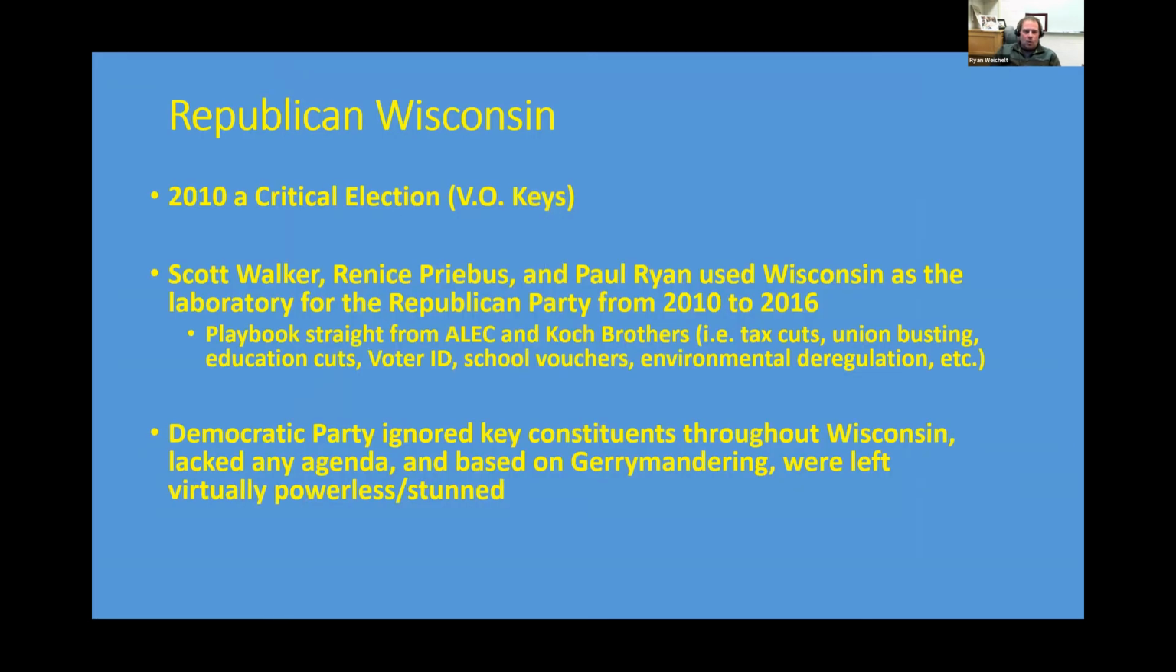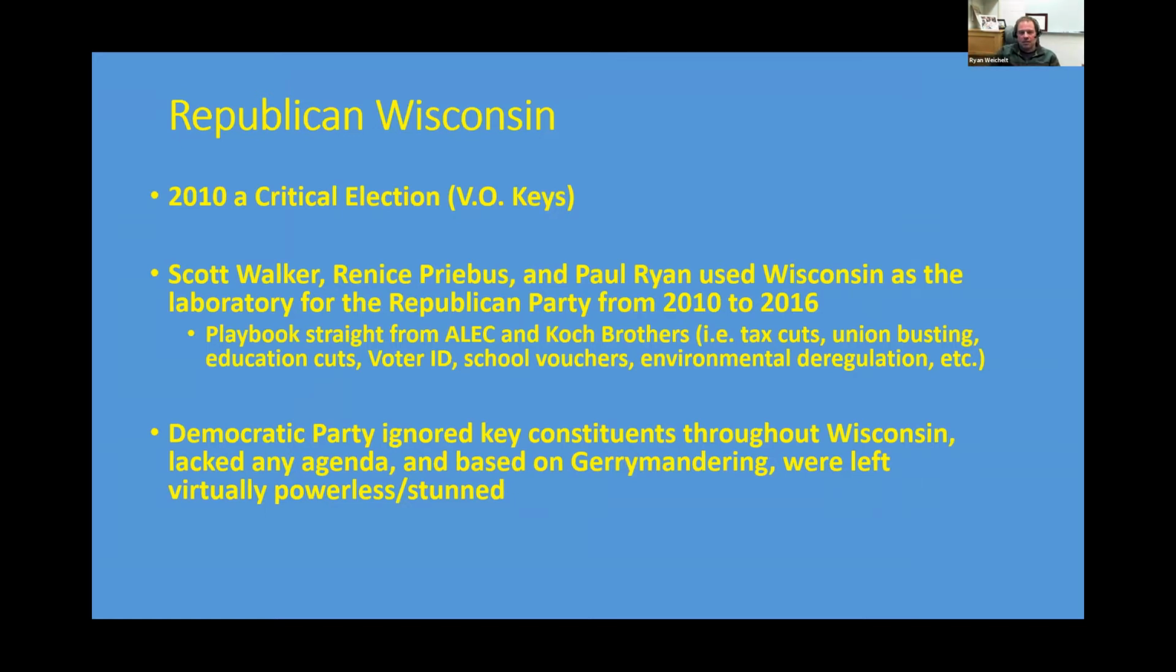Now, we're going to revisit V.O. Key in just a bit. He talks about this idea of critical elections. These are elections that sort of change the electoral landscape. In 2010, when these elections occur, you don't know if they're critical elections. You have to wait for the election to actually happen and then see what happens in the elections after it. 2010 certainly was for the state of Wisconsin, specifically for state level elections.